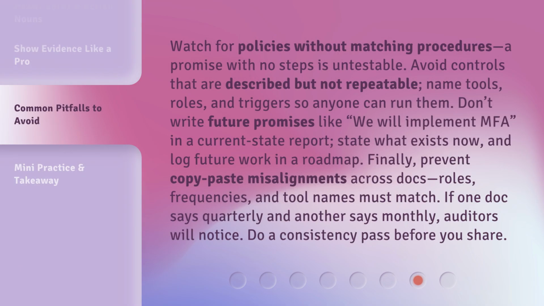Watch for policies without matching procedures. A promise with no steps is untestable. Avoid controls that are described but not repeatable. Name tools, roles, and triggers so anyone can run them. Don't write future promises like, "We will implement MFA" in a current state report. State what exists now, and log future work in a roadmap.